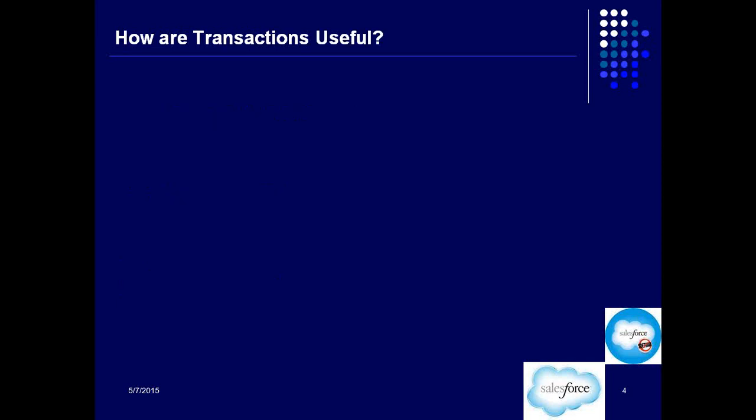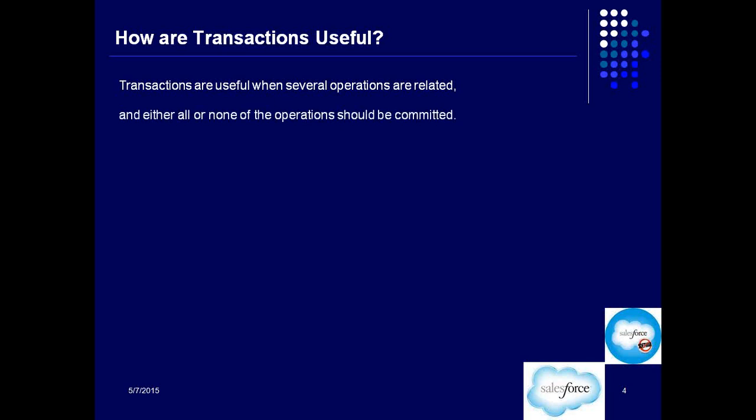Now, how are these transactions useful? Transactions are useful when several operations are related, where one operation is related to the other one. You have a requirement where you want either all of them to get executed or none of them, so either all get committed or none gets committed. This keeps your database in a consistent state.